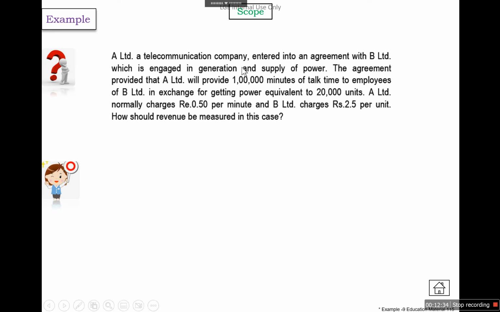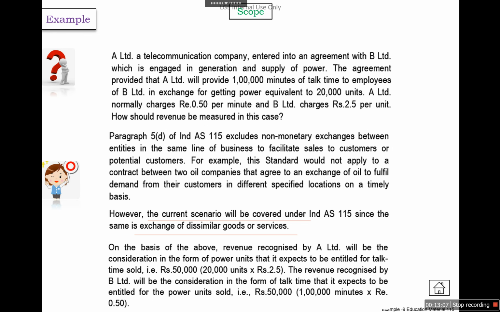Next, A Limited, a telecommunication company, entered into an agreement with B Limited, which is engaged in the generation and supply of power. The agreement provides that A Limited will provide 1 lakh minutes of talk time to employees of B Limited. So A is providing the talk time and in exchange getting power equivalent to this many units. A Limited normally charges 0.5 per minute and B Limited charges 2.5 per minute. How should revenue be measured in this case? This is an exchange of dissimilar goods, so Ind AS 115 will be applicable and it will be based on fair value. So the current scenario will be covered under Ind AS 115.